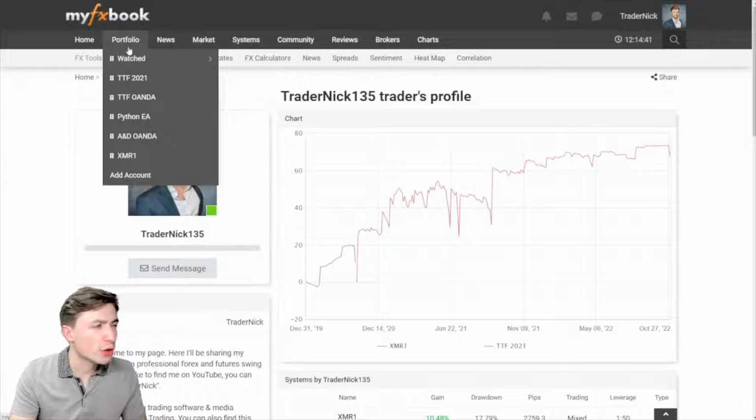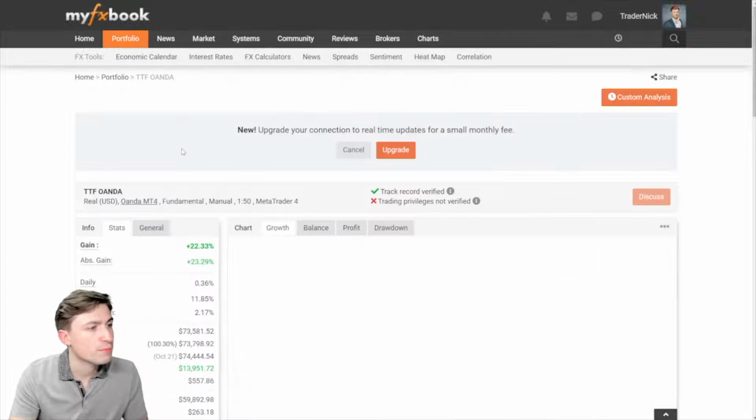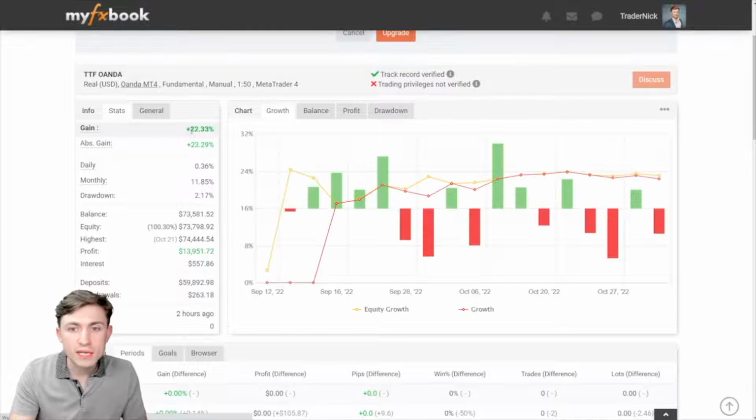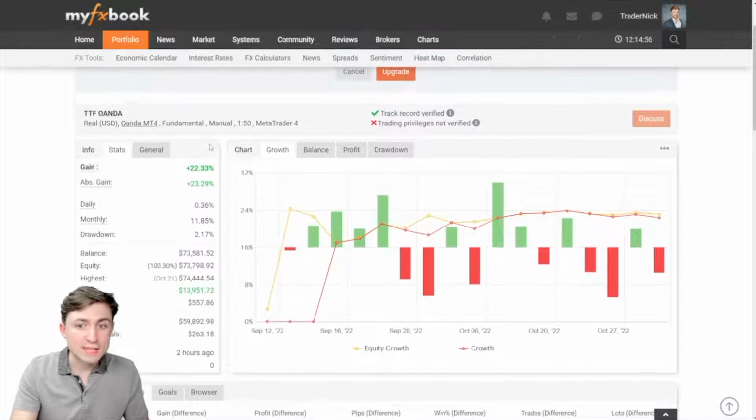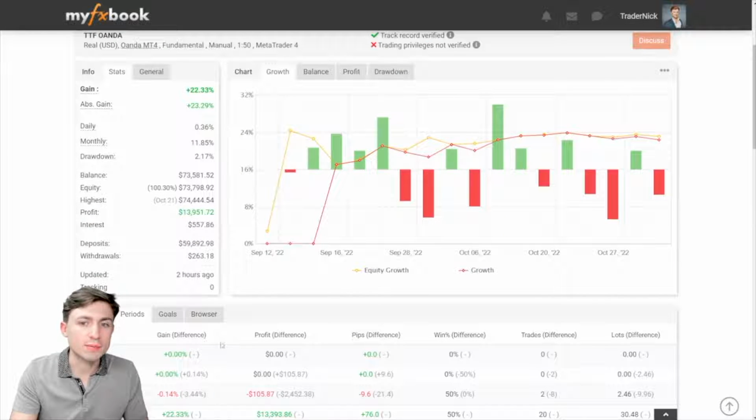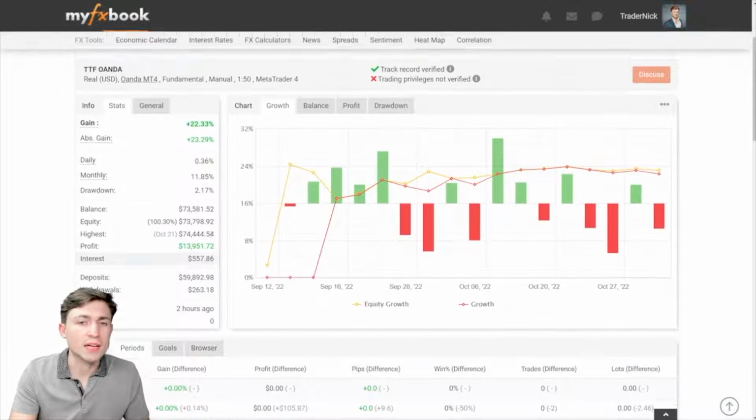So you can plug in all your different portfolios, and I have several different accounts on here that I've been tracking, and basically I can click into any single one of them. So if I go to my TTF Oanda account, this is just going to show you one of my accounts, and we can look at the stats. And this is real stats, tracked on MyFXBook and updated every couple of hours. And it's all totally free.